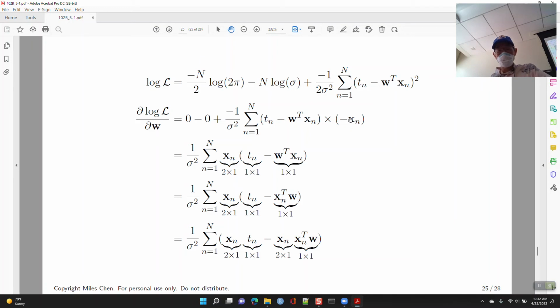I multiply this by negative xn, and we take a look at the dimensions, and we want to make sure everything lines up. This thing needs to be 2 by 1. If I tried to put this right here, it actually doesn't work out. So the application of the chain rule requires me to put the xn over here so that the dimensions work out, because x sub n is going to be 2 by 1 for that nth observation. t sub n is a scalar value, and w transpose xn is 1 by 1. This is assuming your X matrix has 2 columns in it, but you can generalize this to P or K or however many columns you have.